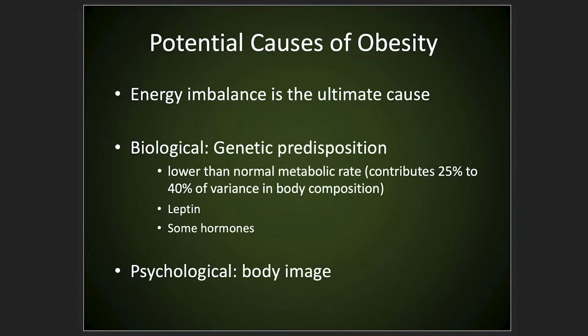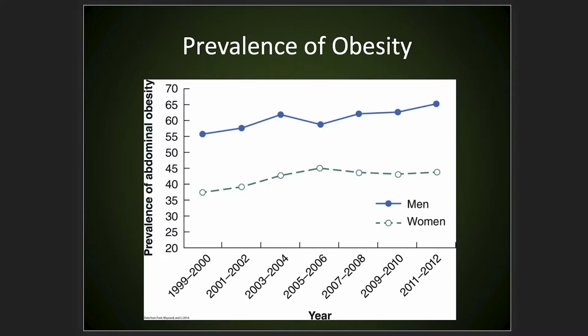And some of the hormones that are disrupted could be something like leptin or other hormones, causing variations in the metabolic rate. It could also be psychological in nature, which is a body image disorder. And looking at the prevalence of obesity, we've seen an increase over the years, especially in the past 15 or 20 years. Now, this chart is really looking at around a 13-year period or so, but an increase of abdominal obesity even in the early 2000s and going into the tween period.